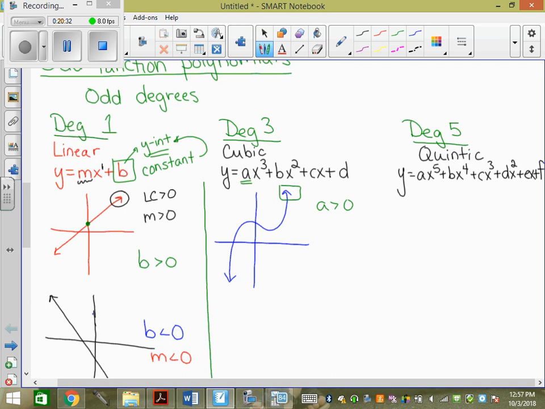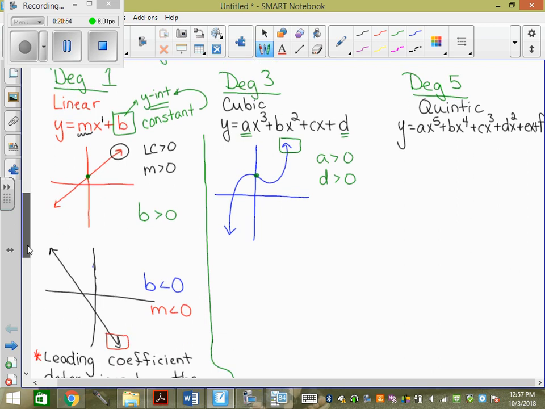Odd. And what's my d in this case? My d is my constant. My constant is always my what? Y-intercept, so what is it? Positive, which is greater than 0. Do they always have to be both greater than 0? No, I could have had the y-intercept down here in the negatives too.